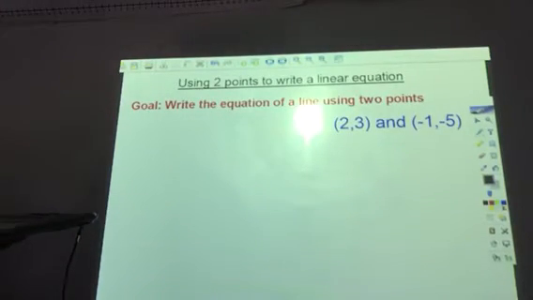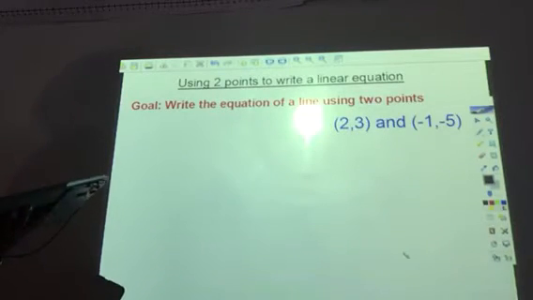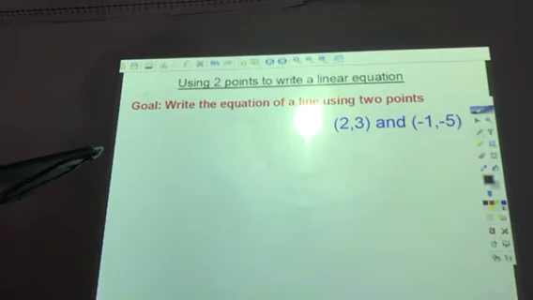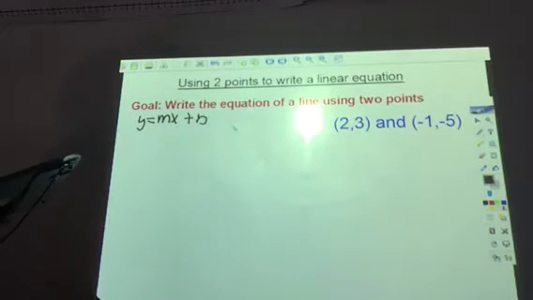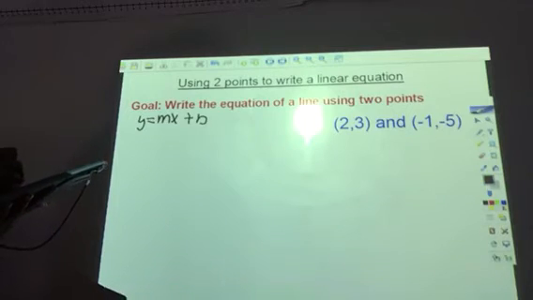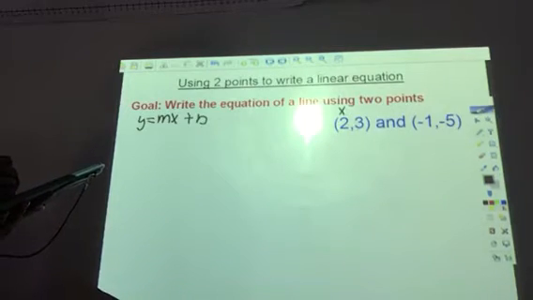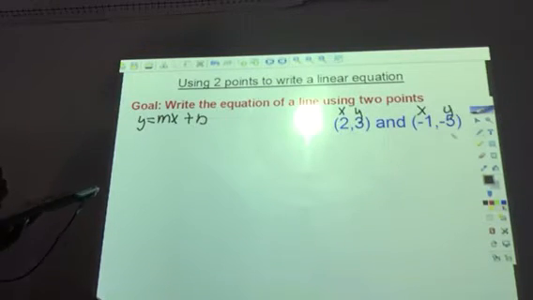Okay, today we're going to be talking about writing the equation of a line when you only are given 2 points. And the equation of my line, of course, is in slope-intercept form, which is y equals mx plus b. So the first thing that I'm going to do is label my 2 points, and the 2 points I'm given are (2, 3) and (-1, -5). I'm going to label them.